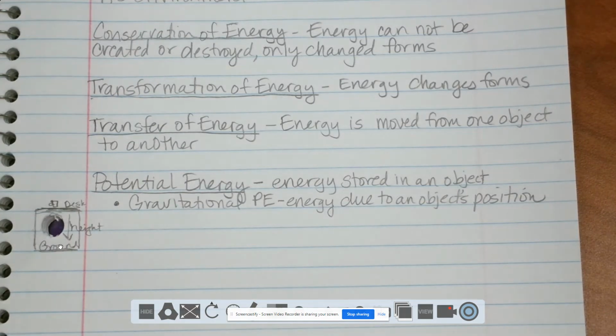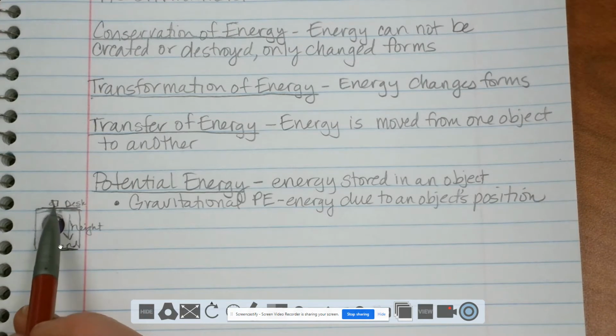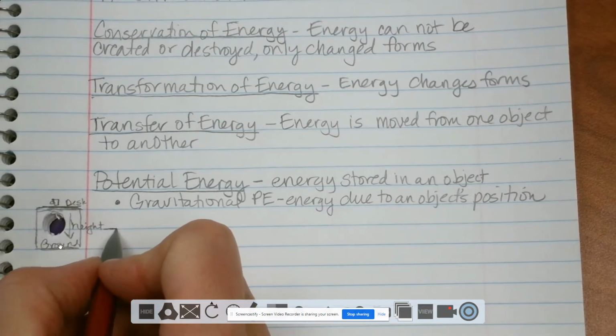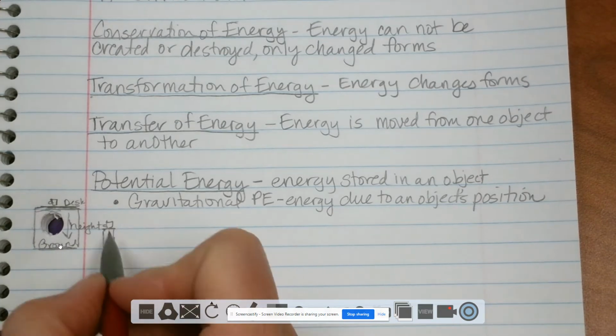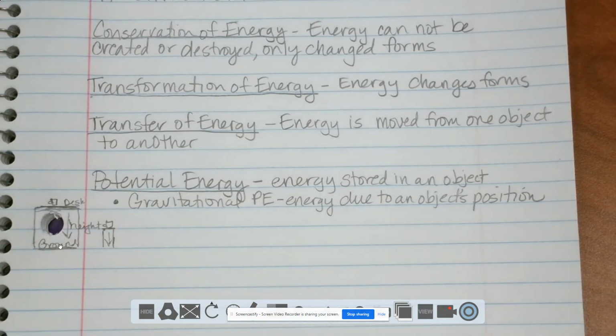That height here is what gives the gravitational potential energy to my coffee cup. Now, if I took my coffee cup and set it down on a stool, I've just changed the height of it. Therefore, my gravitational potential energy is going to go down because there's less ability.